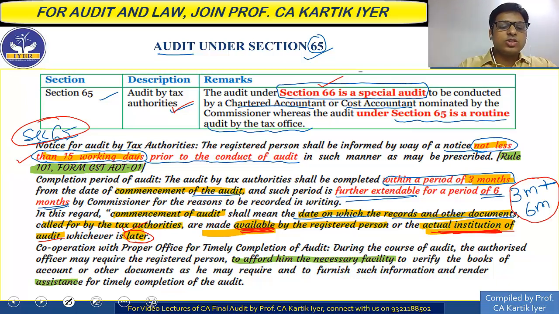Simple. Next is cooperation with proper officer for timely completion of audit. During the course of audit, the authorized officer may require the registered person to afford him the necessary facility to verify the books of accounts or other documents as he may require, and to furnish such information and render assistance for timely completion of the audit. So basically, this is the normal part where assistance has to be provided to the officer.